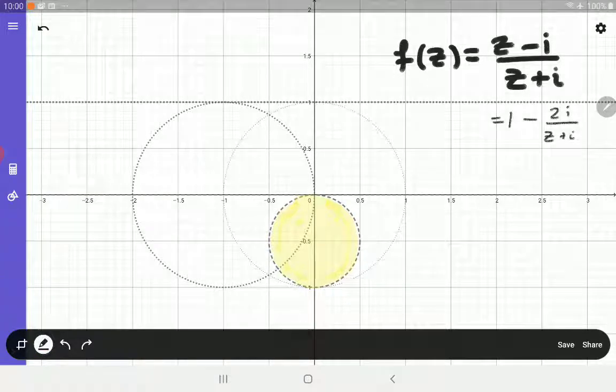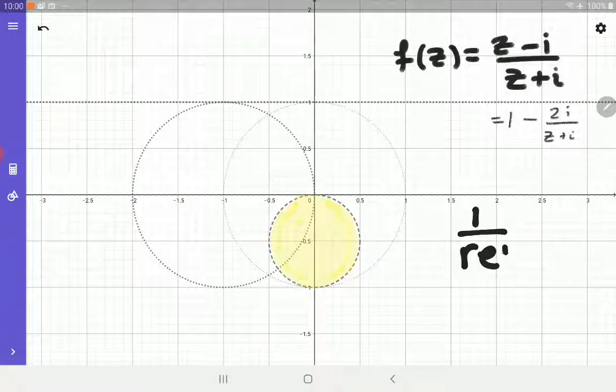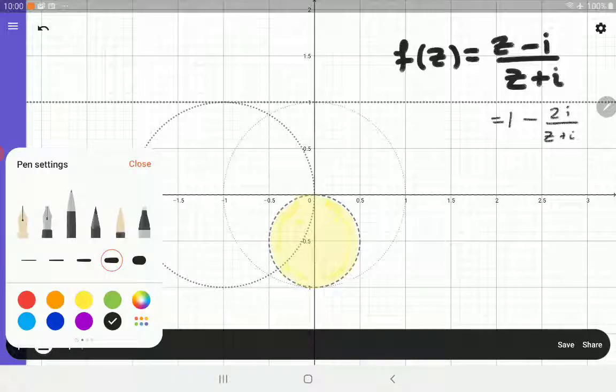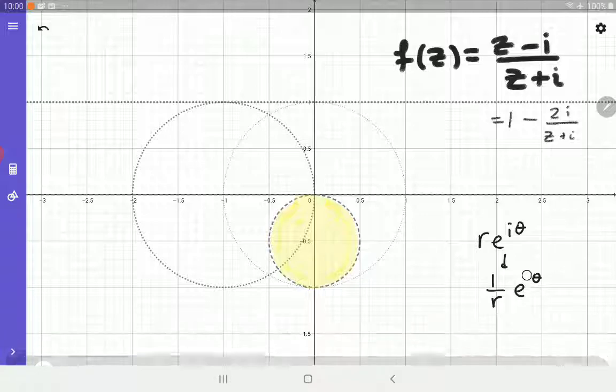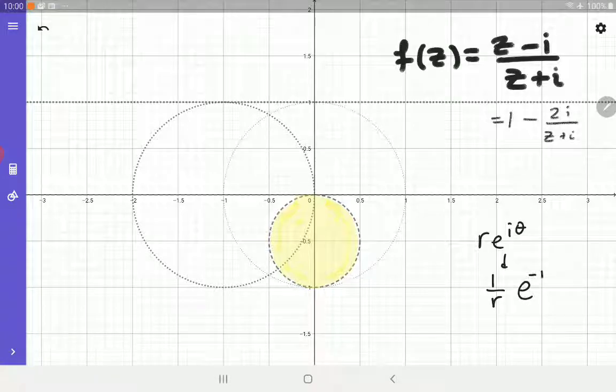Okay? So a geometric inversion takes the complex number r e to the i theta to 1 over r e to the i theta. Right, this is the geometric inversion. The complex inversion 1 over z takes theta to minus theta as well.